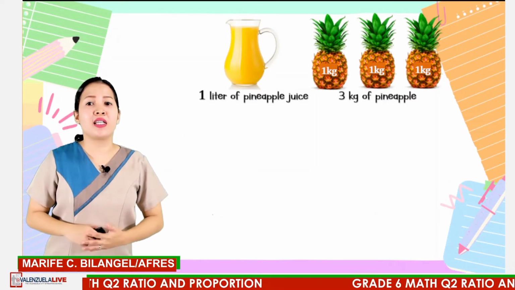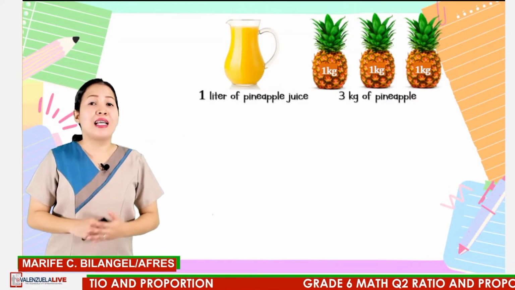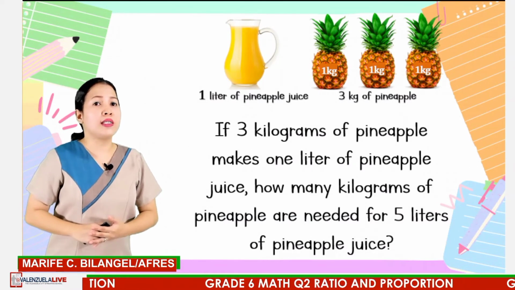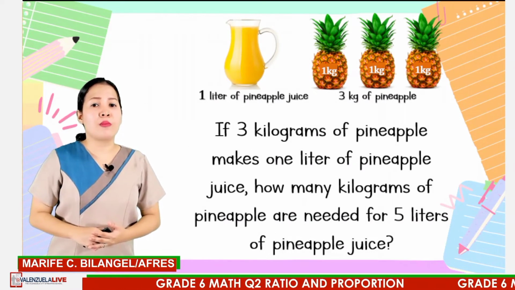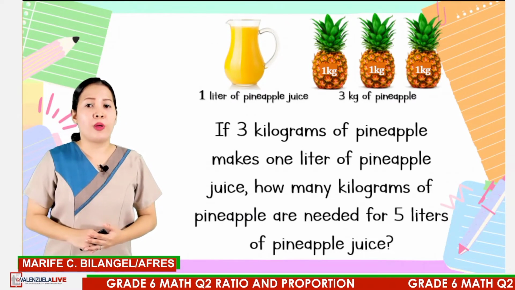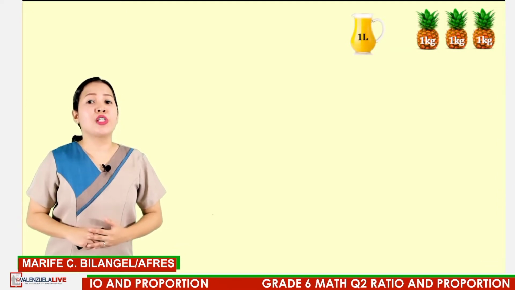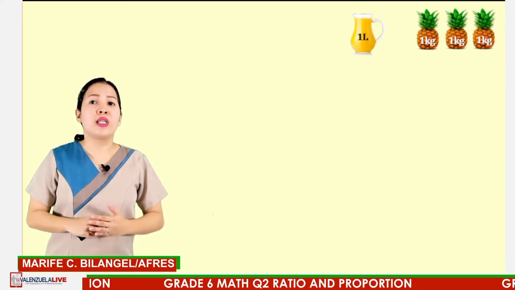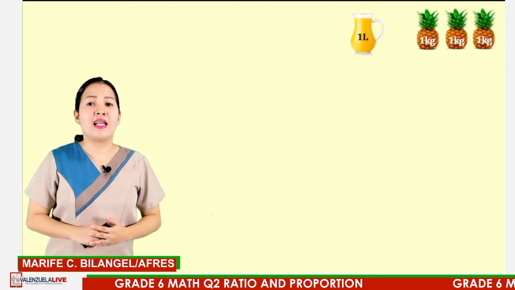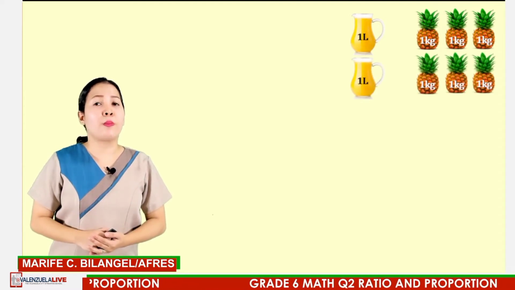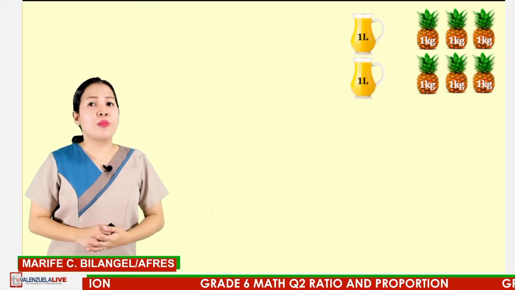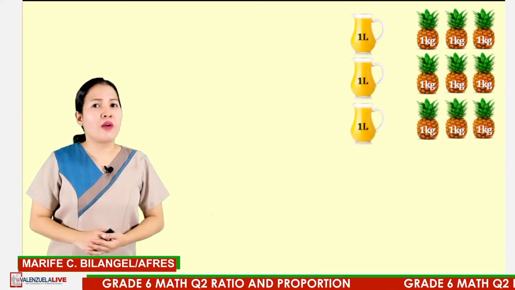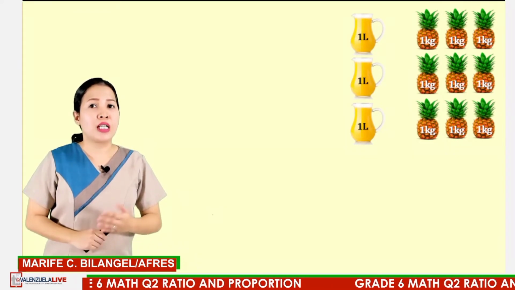Now, let us have again our example a while ago about pineapples. Let us read and understand the problem. If 3 kilograms of pineapple makes 1 liter of pineapple juice, how many kilograms of pineapple are needed for 5 liters of pineapple juice? So, to answer this problem, let us illustrate it. We know that to produce a liter of pineapple juice, we need 3 kilograms of pineapple. So let us add another liter of pineapple juice. We have 2 liters. How many kilograms of pineapples do we have now? We have 6 kilograms.